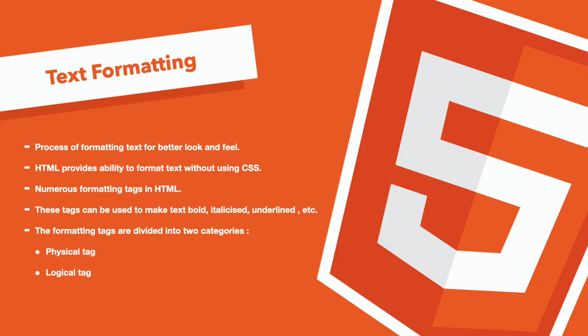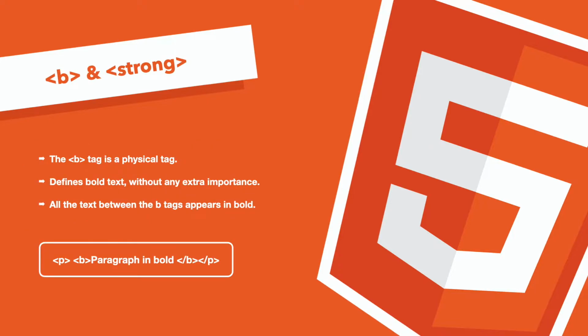In HTML, the formatting tags are divided into two categories. First one is the physical tag. These tags are used to provide the visual appearance to the text. Then the logical tag. These tags are used to add some logical or semantic value to the text. This has impact with search engines like Google, who look for these tags to help figure out what the page is about. Let's begin with the bold and strong tags.